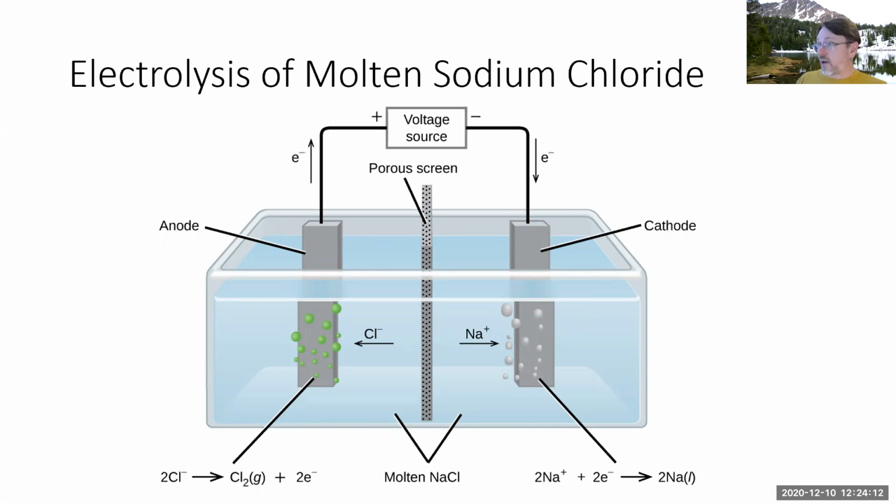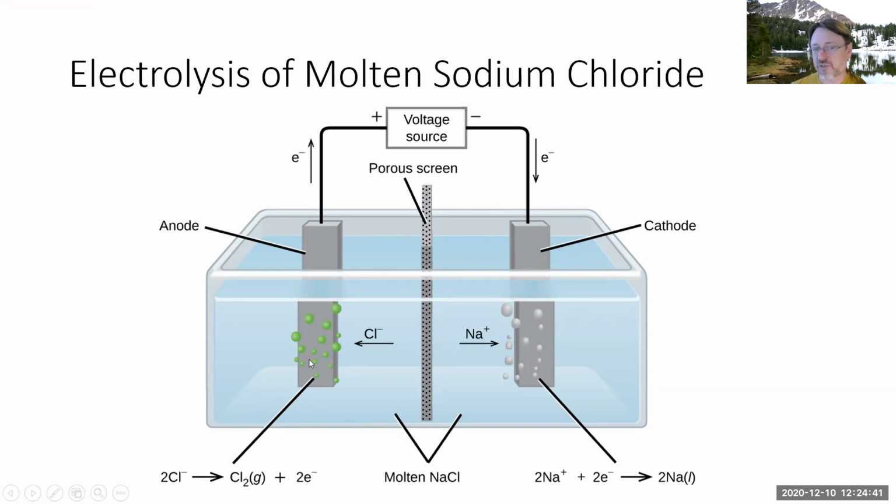But for a variety of industrial applications, we need both. We need pure sodium metal and we need pure chlorine gas. So we hook up an electrochemical cell, we melt sodium chloride, which takes a lot of temperature to do, and we have an anode and a cathode, and we apply a voltage source that forces the electrons to move against the direction of the reaction that would normally happen.